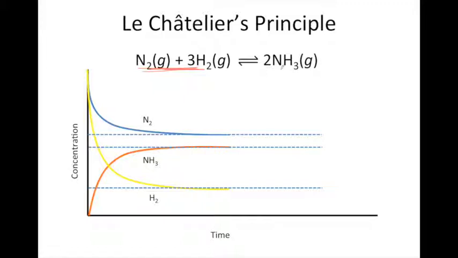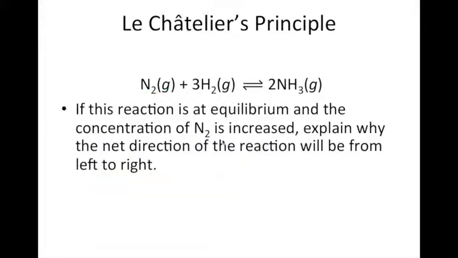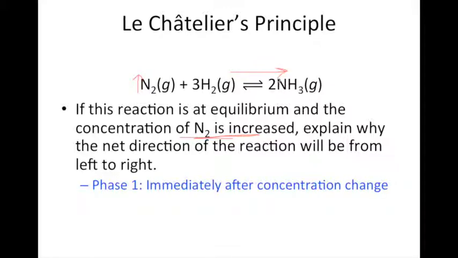So we have this reaction at equilibrium, and we're showing that graphically. Our question though here is, once we have established the equilibrium, what happens when we add the nitrogen? We add some nitrogen, increase the concentration. What happens? How is the equilibrium disturbed? And why is the net direction from left to right in order to reestablish that?